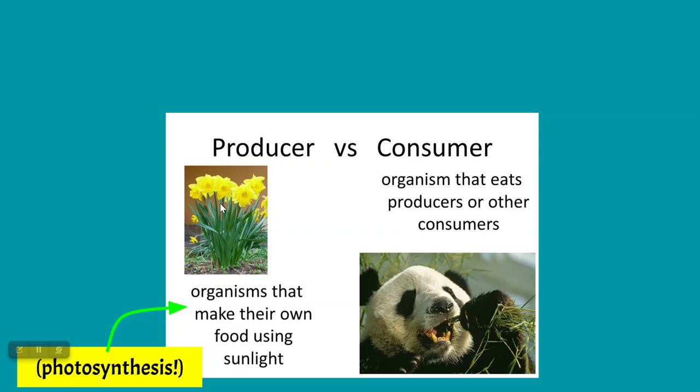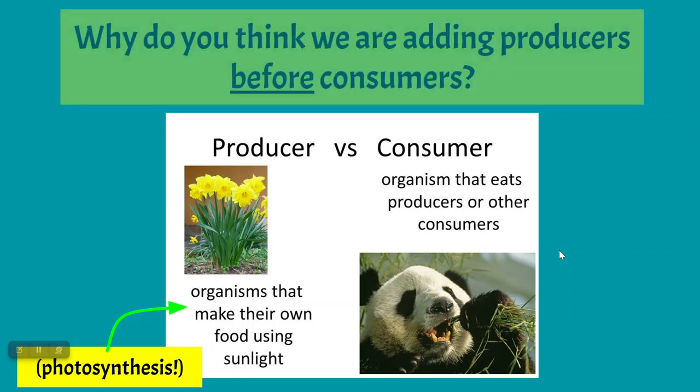So the two algae that we've put in, they are producers. A producer, just as a reminder, is an organism that makes its own food using sunlight or through photosynthesis, right? So autotroph. The other word that we might talk about is a consumer. A consumer is an organism that eats producers or other consumers. Consumers cannot make their own food.